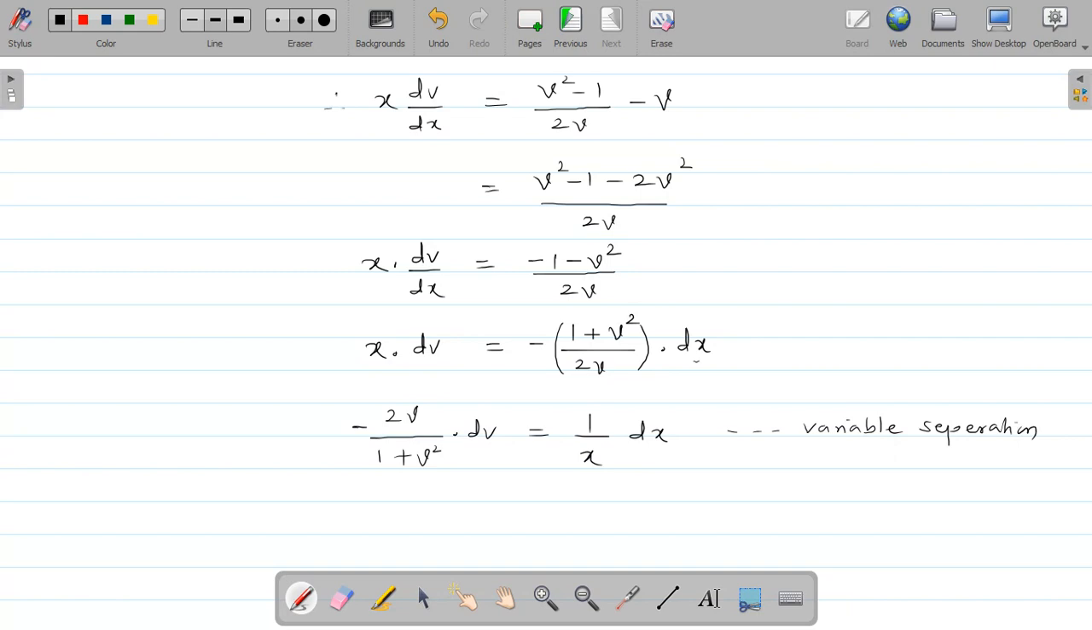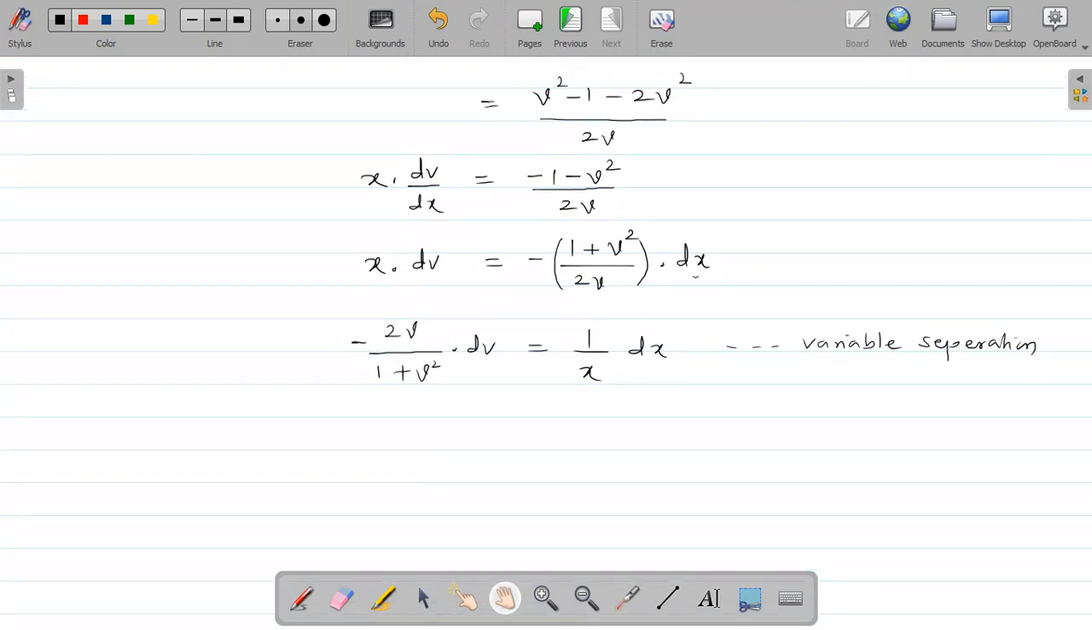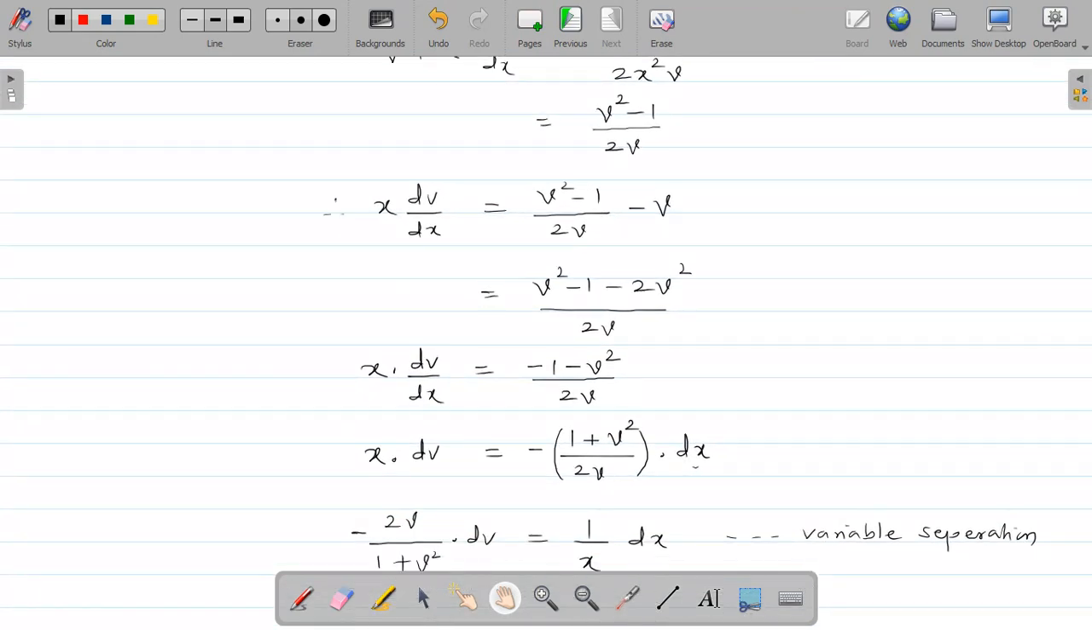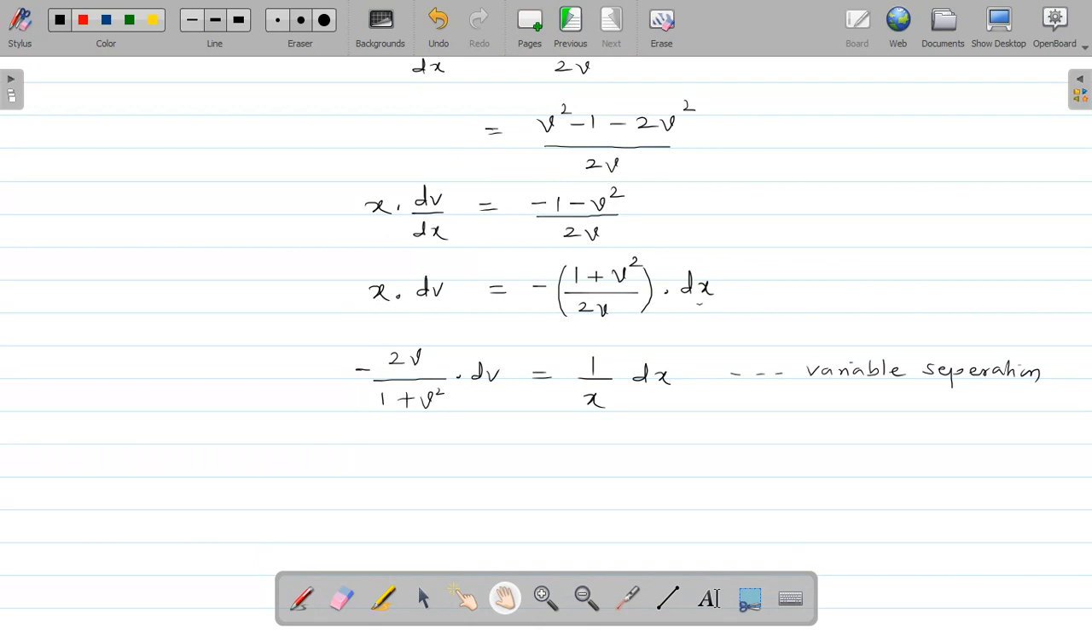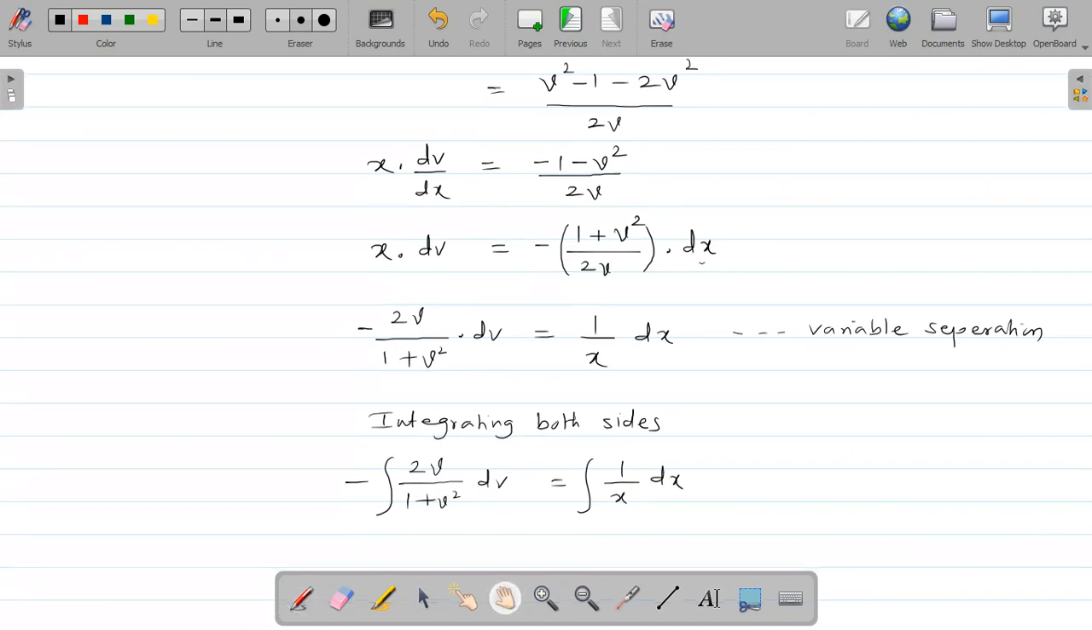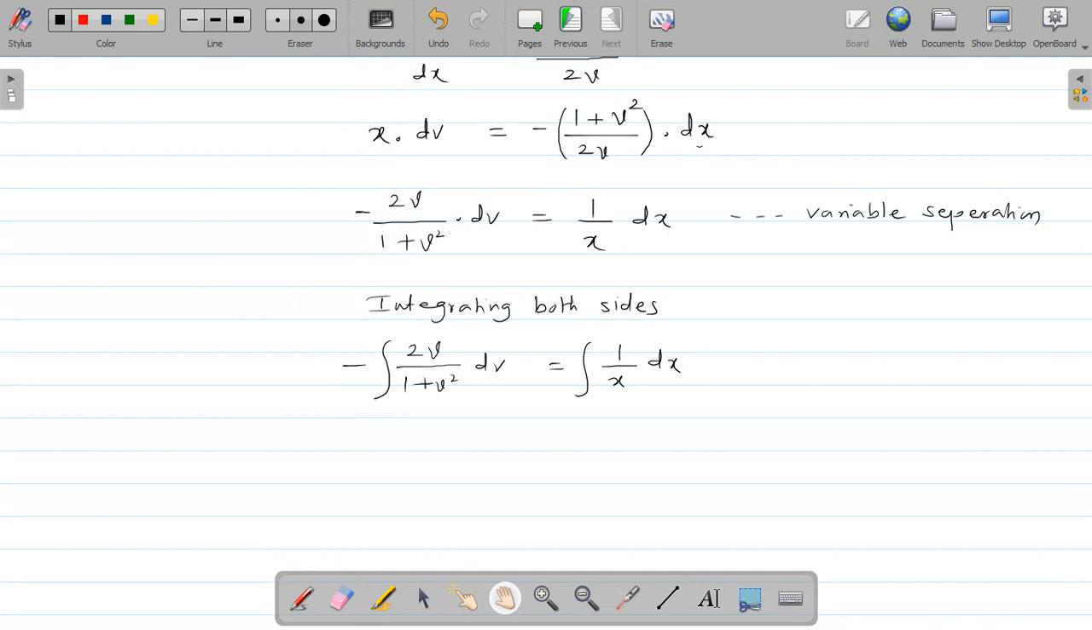Variables are v and x. Okay, now we have to integrate both sides to solve the differential equation. So here the main part is what? After the substitution we get the simplification and then by variable separable method we have to solve the equation. So now integrating both sides, see what will you get. So minus as it is into integration of 2v upon (1 plus v square) dv is equal to integration of 1 upon x dx.